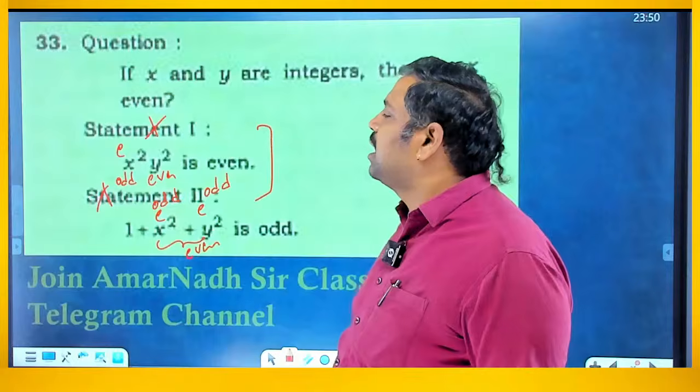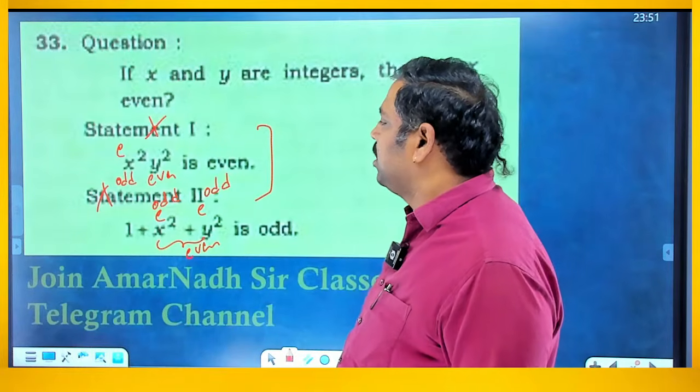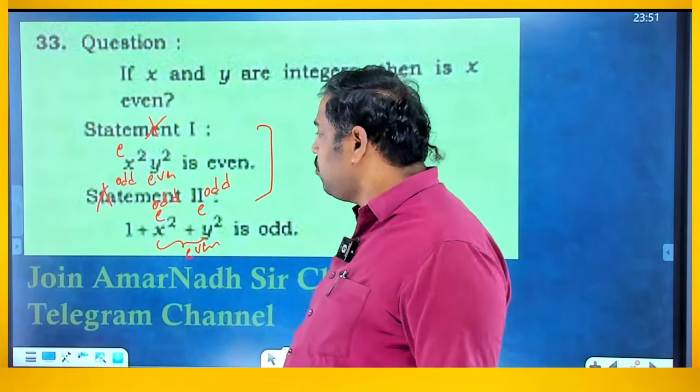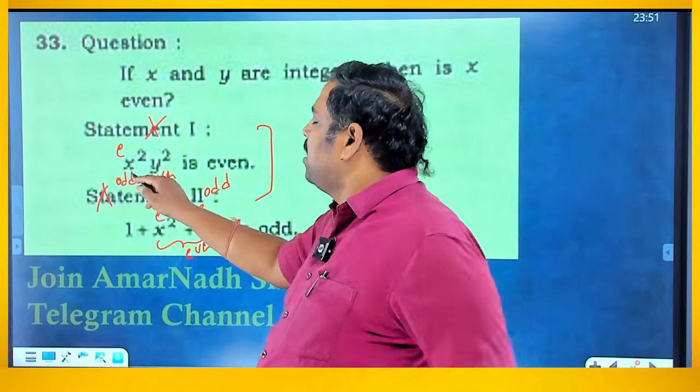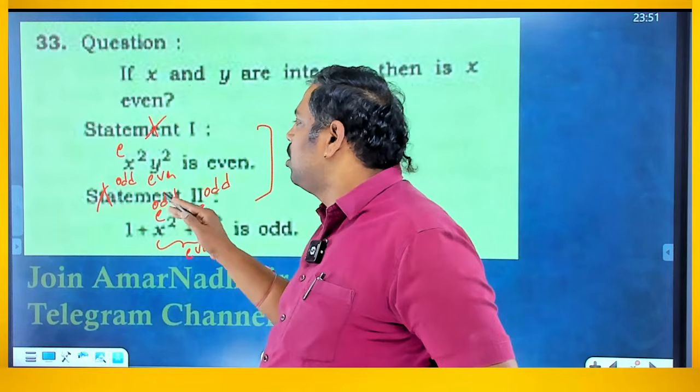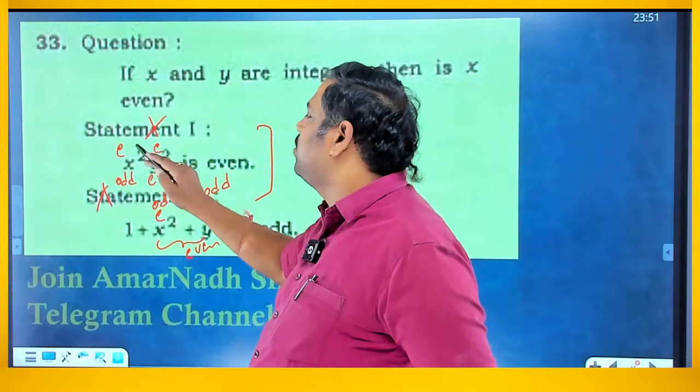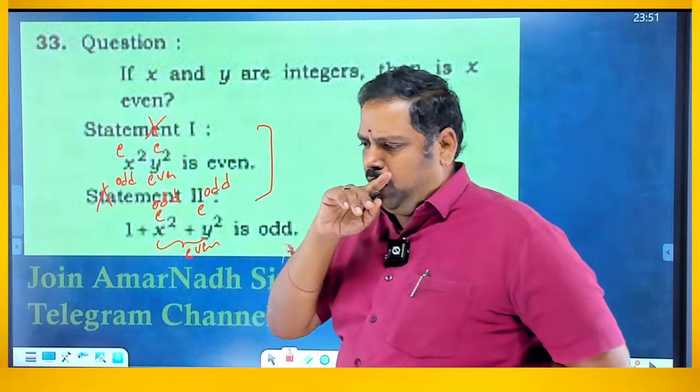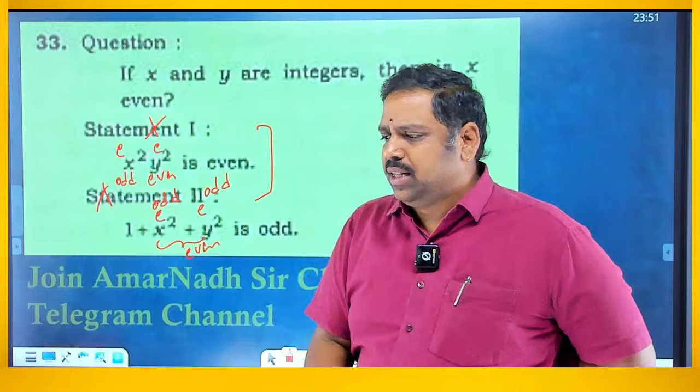Now I'm going to the collective. Okay, so both odd and both even is not a possibility. If it is even, this is also even, okay, fine, because even into even is even only, right? That's why it is worthy.